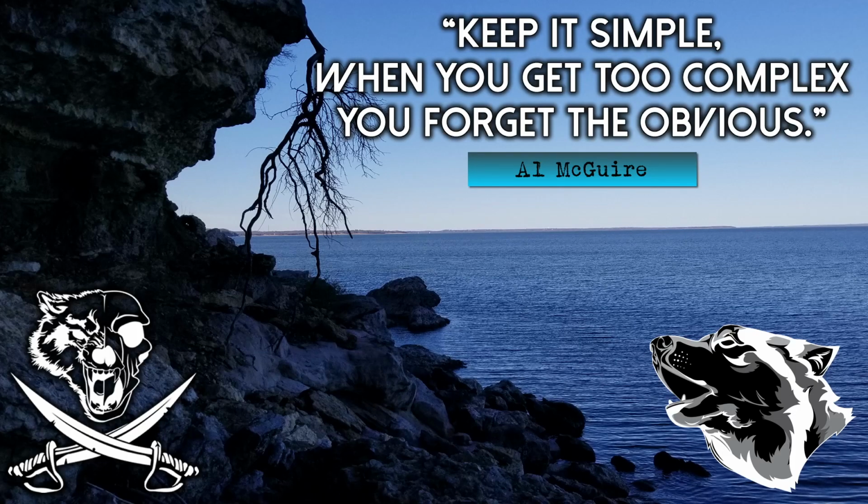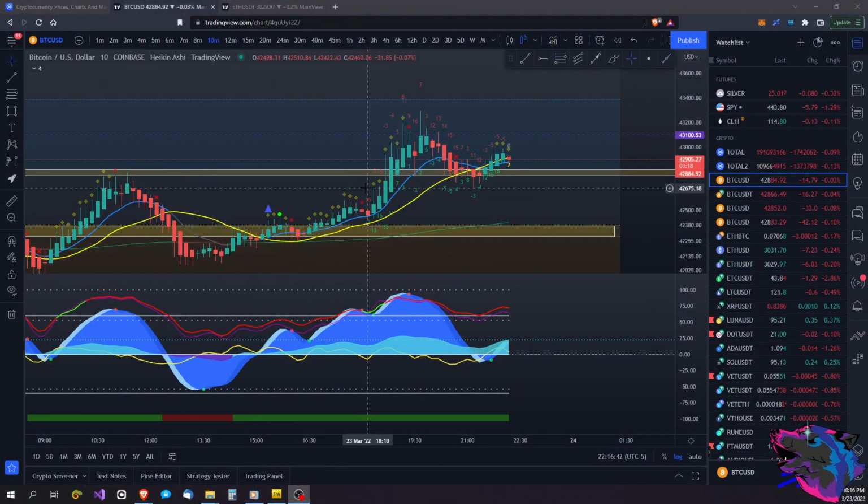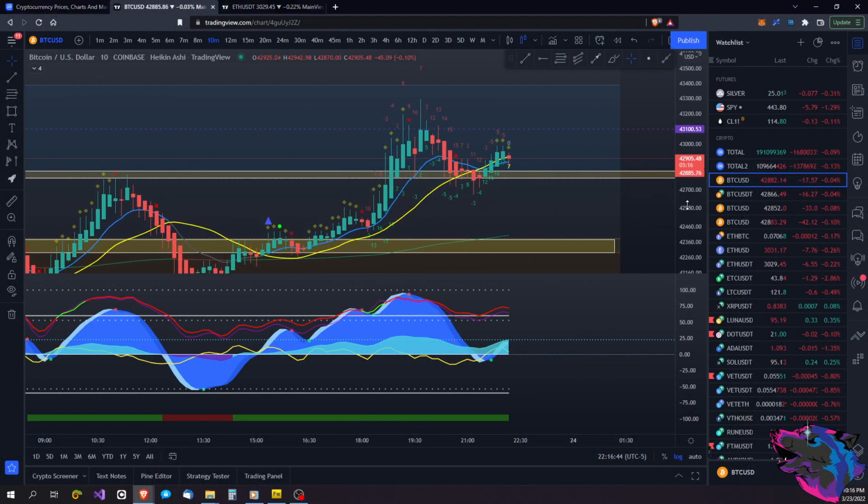Quote of the day is, keep it simple. When you get too complex, you forget the obvious. Isn't that the truth? Very relevant to trading, I would say.